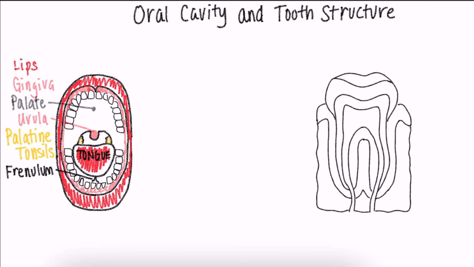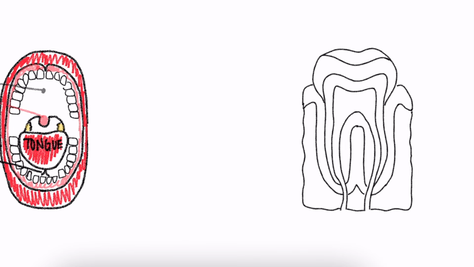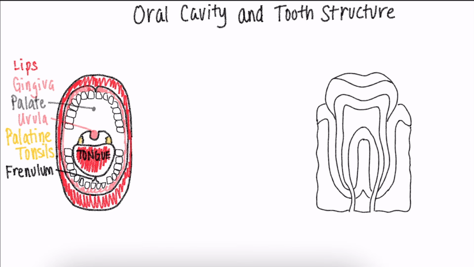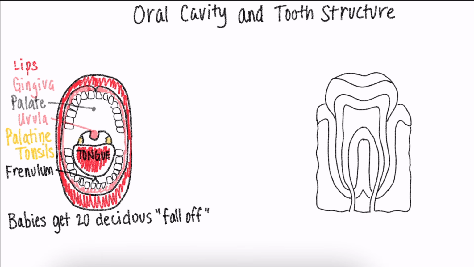Now we can look at the teeth. So when you are little, you get 20 baby teeth. So babies get 20 deciduous teeth. Now they're called deciduous because they fall out. That word deciduous means fall off, and that's why trees that lose their leaves in the winter are called deciduous trees.